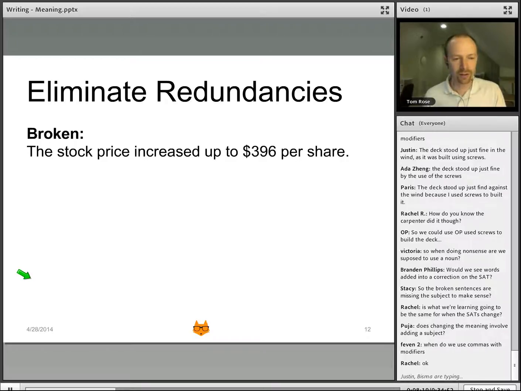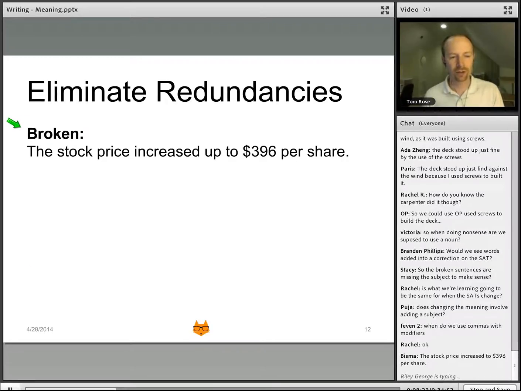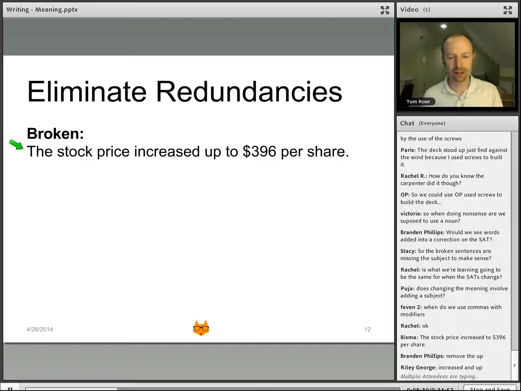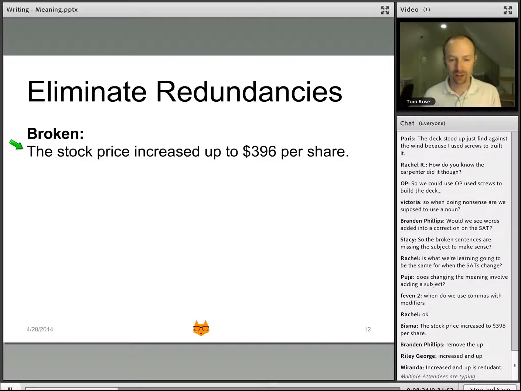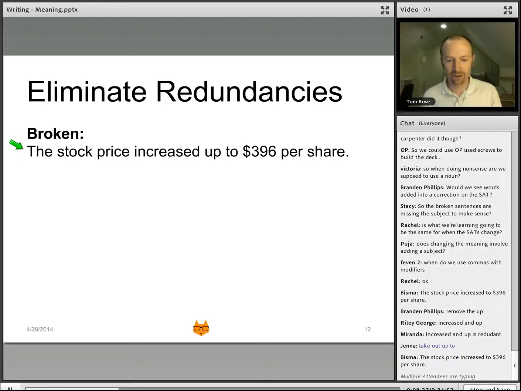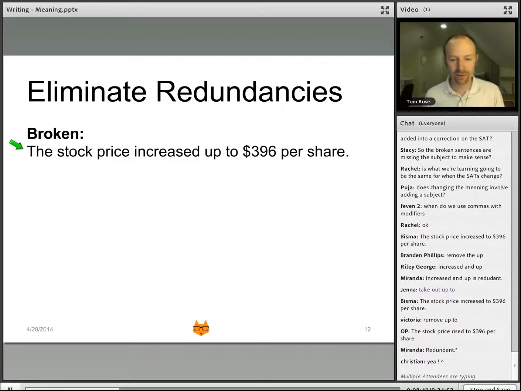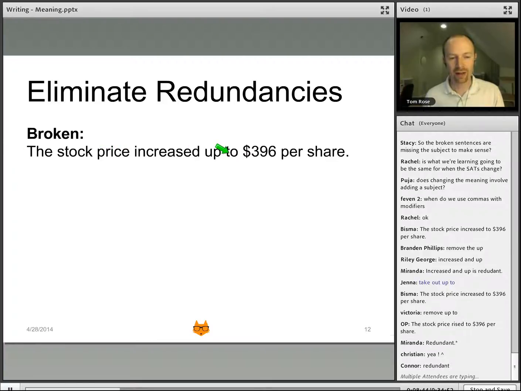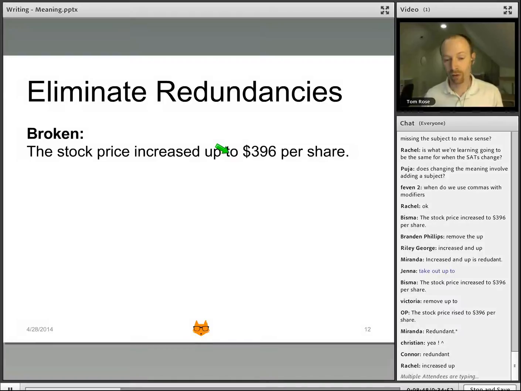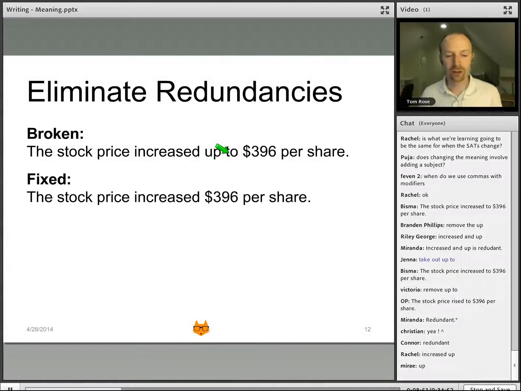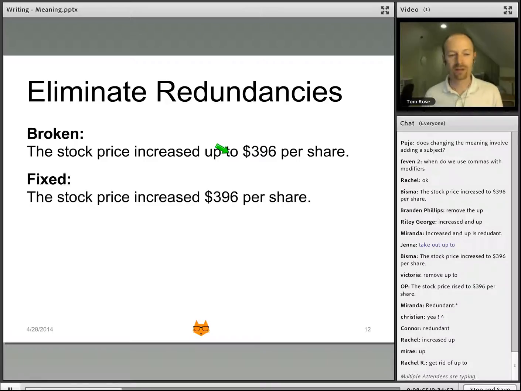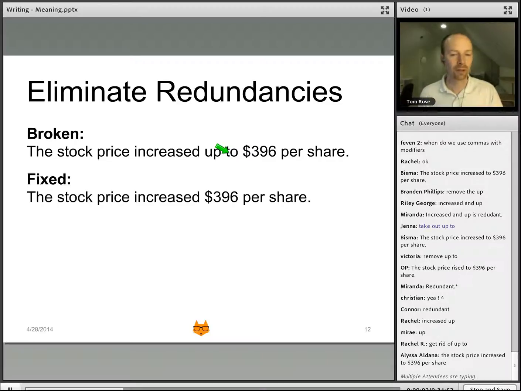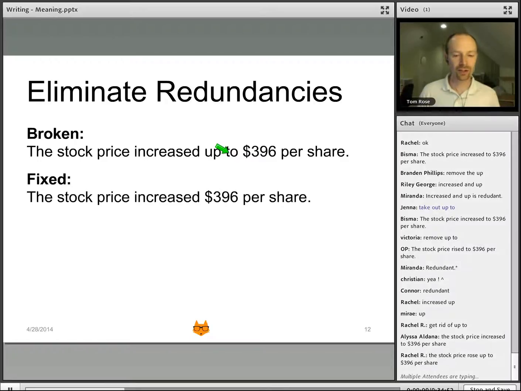Okay, eliminate redundancies. This is another important piece of what it means to have correct meaning. Here's a broken example. The stock price increased up to $396 per share. I'm already seeing a bunch of suggestions for how we fix this, and many of you are correctly identifying that we have a redundancy here with the words increased and up to. So we need to get rid of one of those. The stock price increased $396 per share would be one example of how we might fix this. You can't increase up to, because that's redundant. Increase already conveys the idea that you're raising something, so you don't need to say up to.